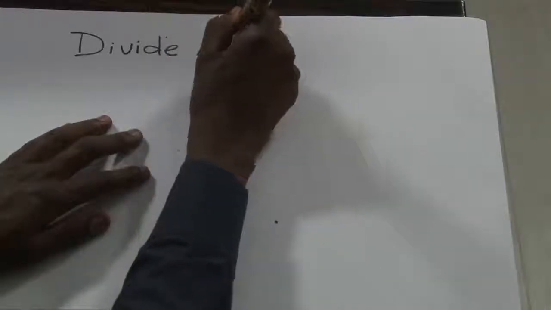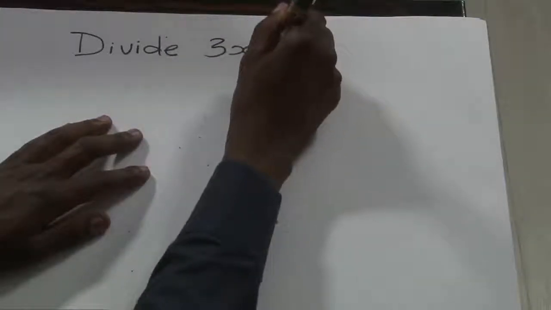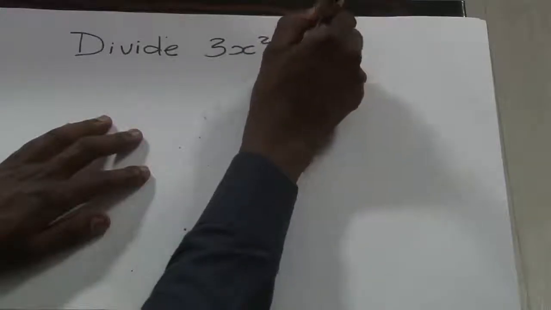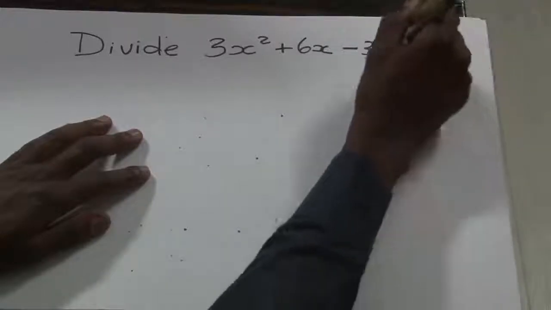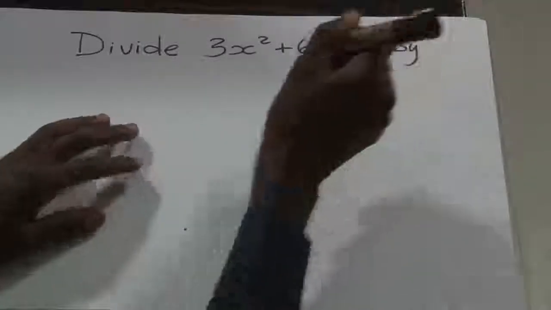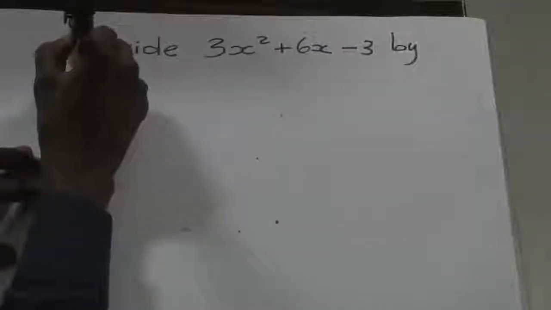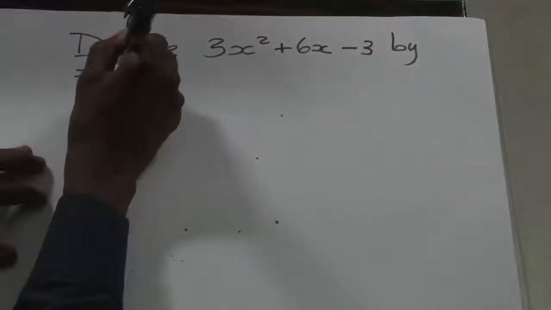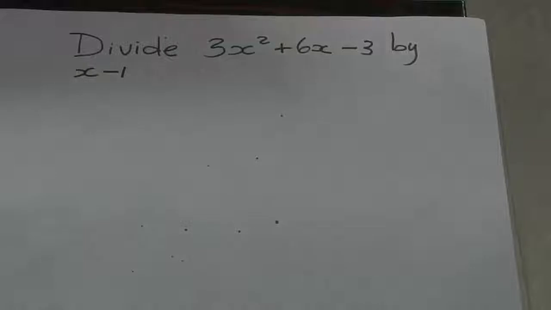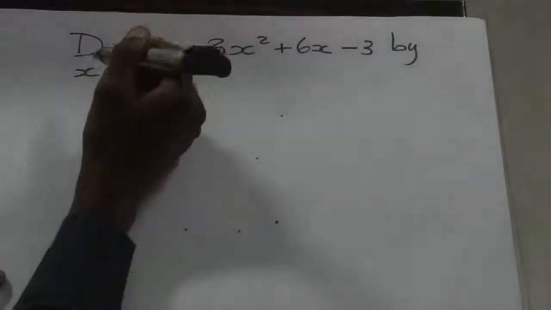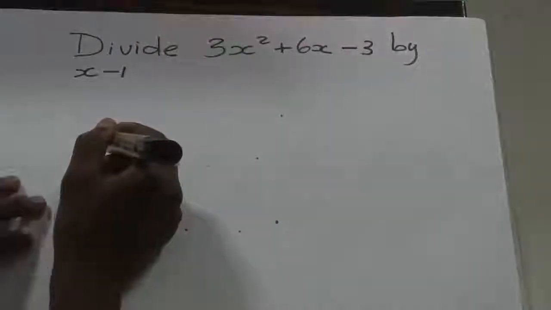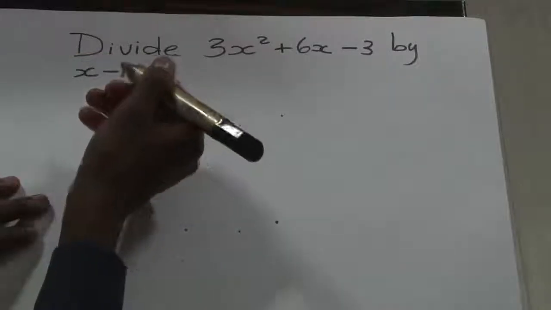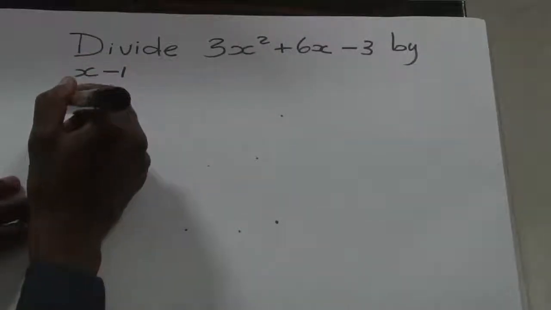Let's say 3x squared plus 6x minus 3. You want to divide it by a factor which is x minus 1. There are two ways you can solve this. You can use long division or synthetic division. So let's look at, for example, synthetic division.